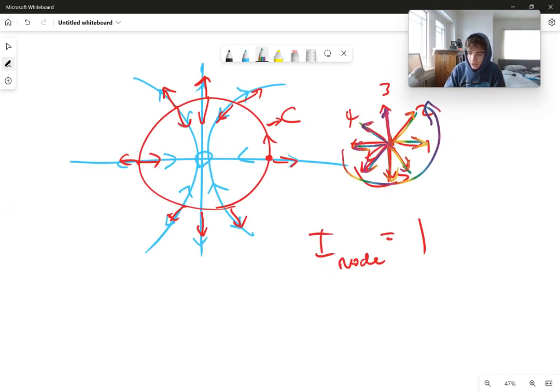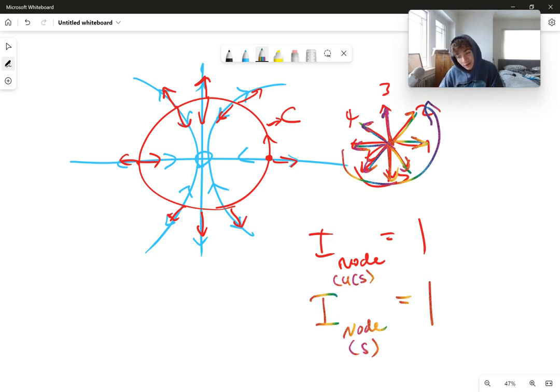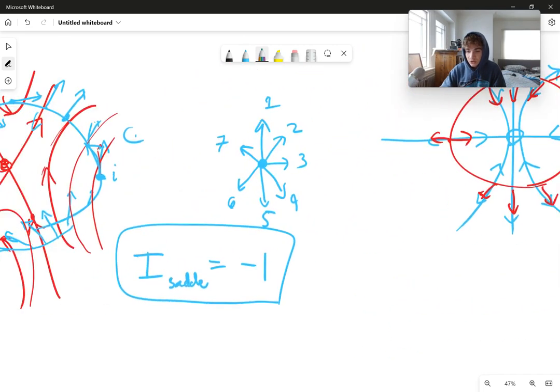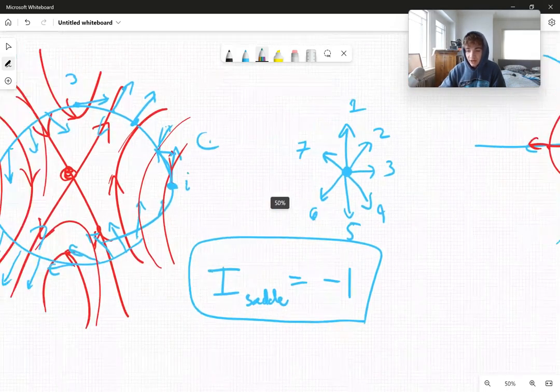And so the index of a node, this one would be unstable, this one would be stable. Both of these are 1, okay? And also, it turns out spirals have an index of 1. So the index of a spiral and a node, unstable or stable, is always 1. And then saddles are the only type of fixed point that have an index of -1.